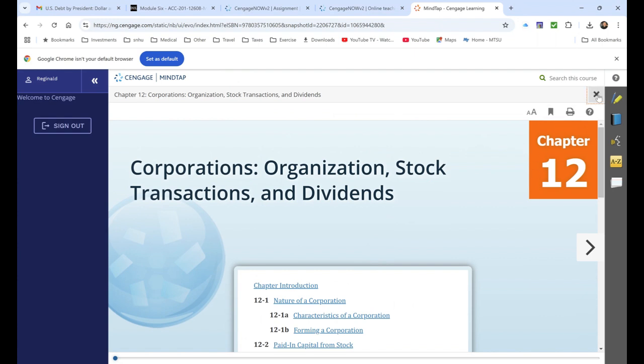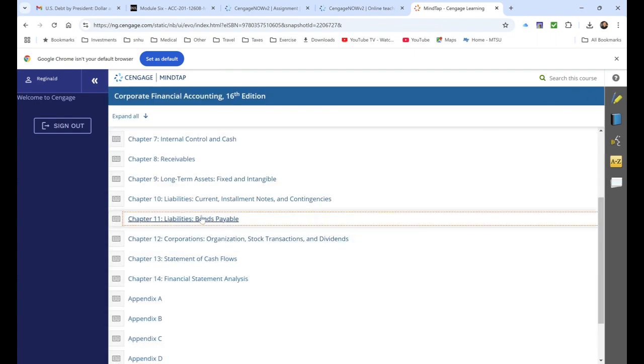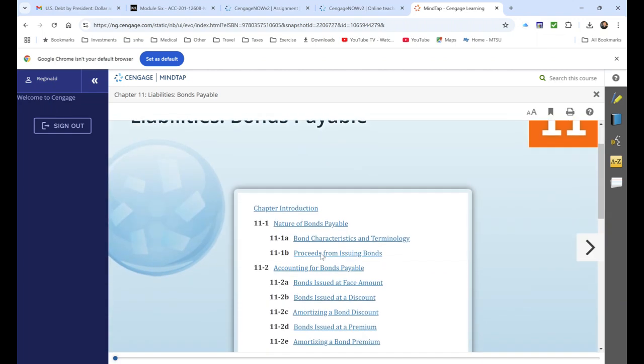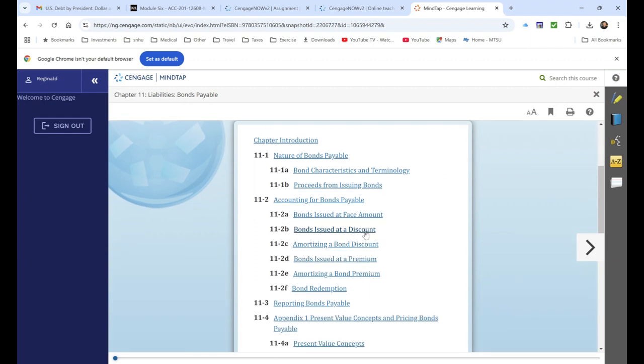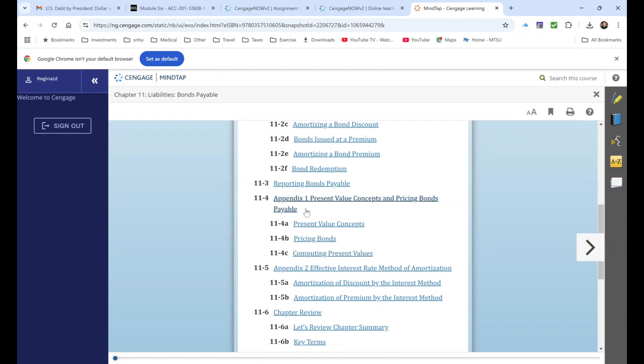Let's go back to chapter 11. Chapter 11 really is liabilities, bonds payable. It will talk about bonds issued at face amount, at a discount, and at a premium. A bond is issued at a discount if the market rate is higher than yours. It would be issued at a premium if the market rate is lower than yours. And then how do you report this?